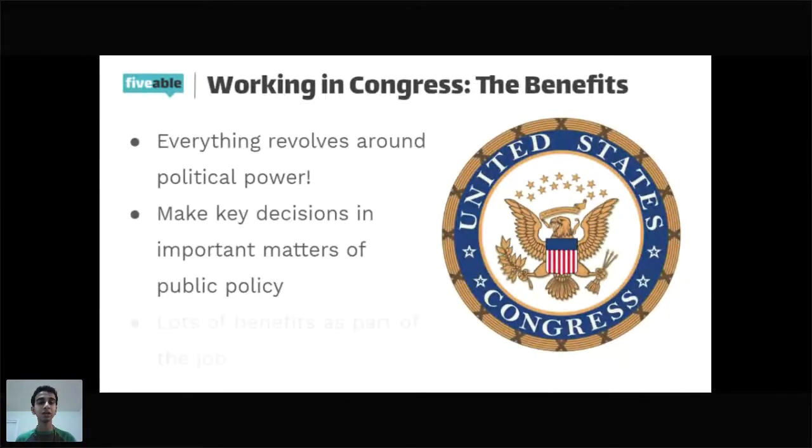And additionally, there are a lot of benefits as part of the job. We think about when we go to work, like insurance and that kind of stuff, just like that. There are so many benefits to working in Congress, and this makes it a really attractive job for a lot of people.